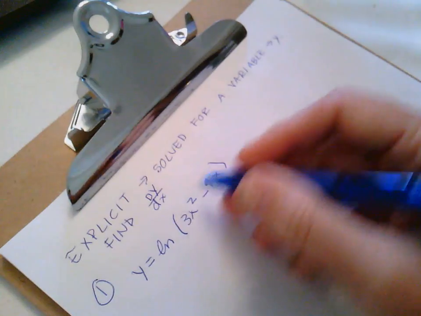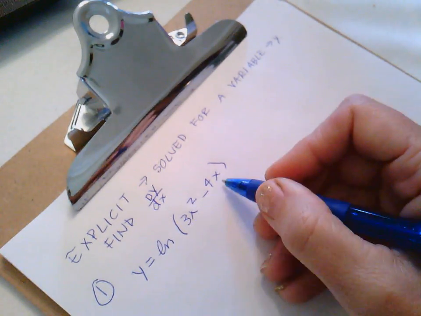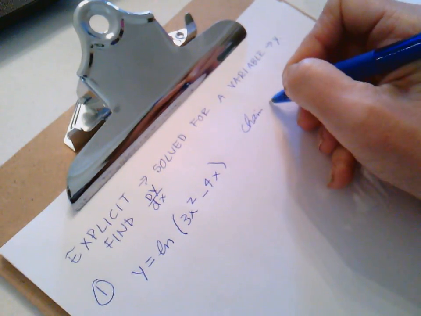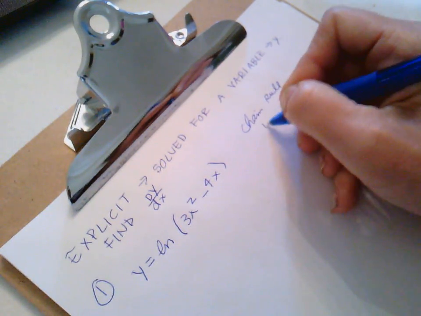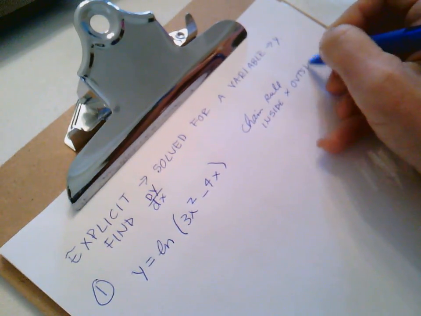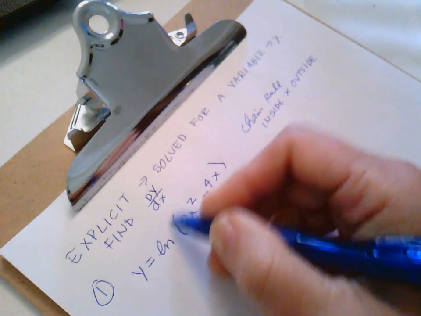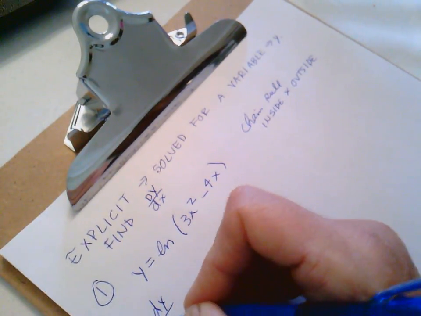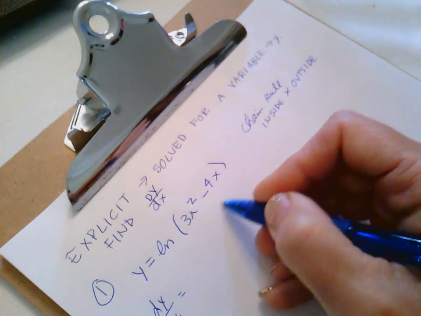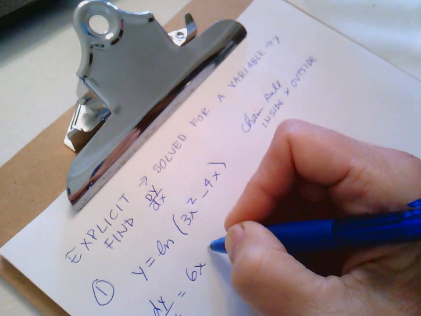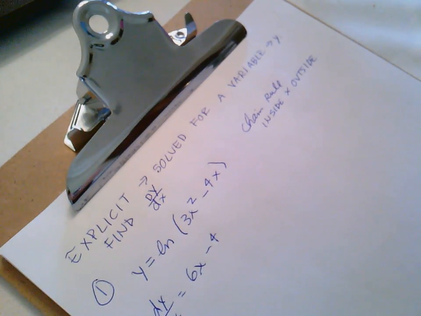Okay, to find the derivative of this, you have to use the chain rule because we have a function inside of a function. So chain rule means find the derivative of the inside times the derivative of the outside. So the derivative of the inside of this function, or first of all, the derivative of y is dy dx, which is what we're trying to solve for. Okay, derivative of the inside is 3x minus 4. And since that's a binomial, I'm going to put that in the parentheses.